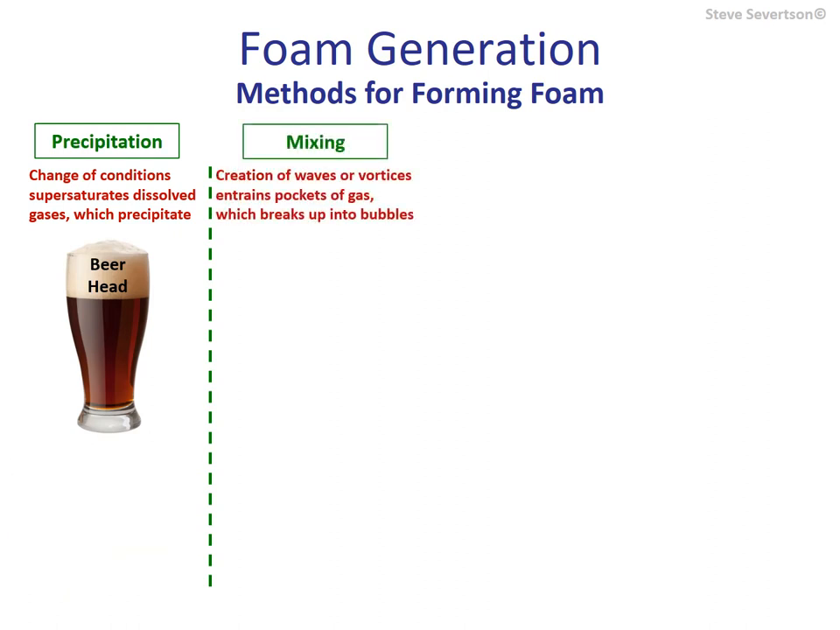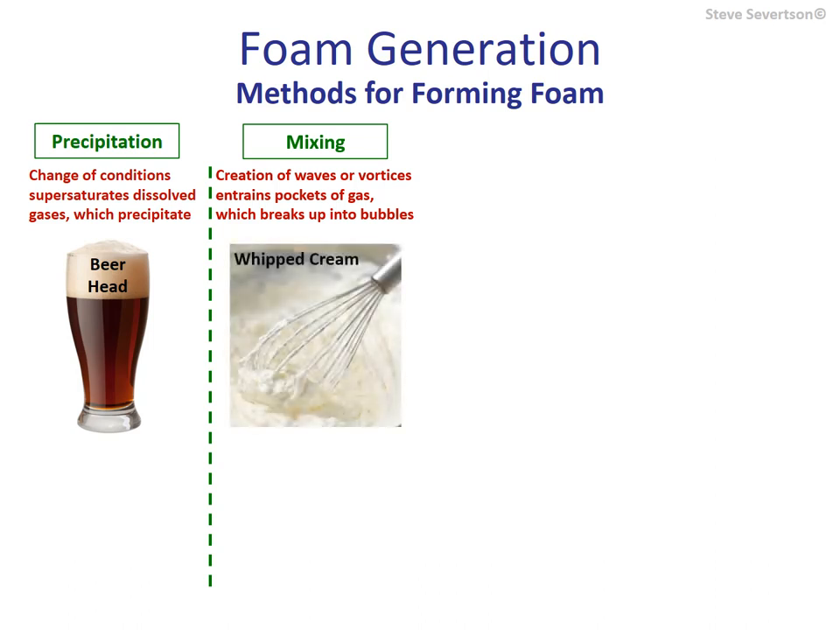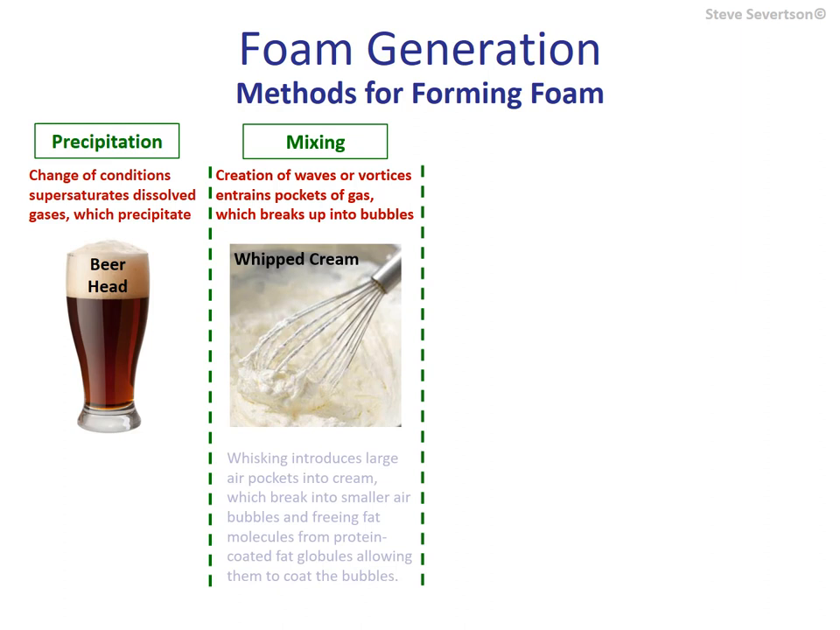Mixing, or stirring, a liquid generates waves and turbulence, which entrains and carries pockets of air into a liquid. This breaks up to form bubbles that rise to the surface to form foam. The example shown here is the generation of whipped cream. A persistent foam requires a foaming agent. In this example, whisking cream entrains air, which breaks up into bubbles. It also releases fat molecules from the fat globules in cream. These molecules help to both generate and stabilize the bubbles.